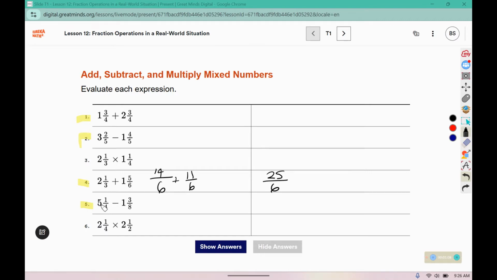The subtraction, we have 5 times 4 is 20, plus 1 more is 21 fourths. 1 times 8 is 8, plus 3 more is 11 eighths. But this is not a common denominator, so I need to multiply. 4 times 2 is 8, and 21 times 2 is 42. 42 minus 11 is 31, so this would be 31 eighths.